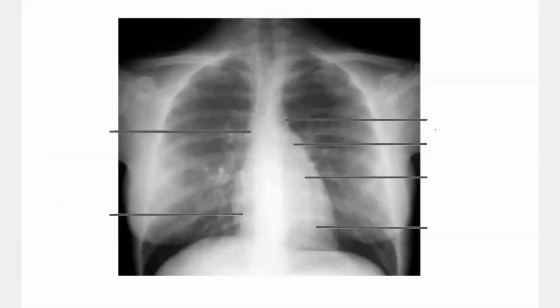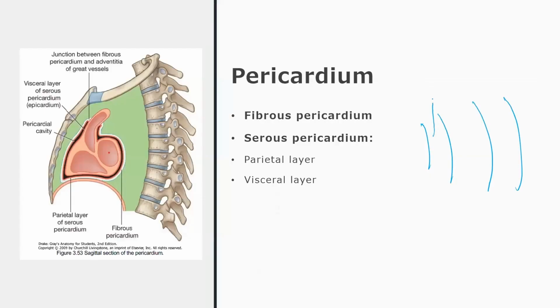So if this is the internal surface, you have the endocardium. Then you have the myocardium and you have the epicardium. So this epicardium is the visceral layer of the serous pericardium. Then you have the parietal layer, which is continuous with the visceral layer, just like the pleura. And covering it, you have the fibrous pericardium.